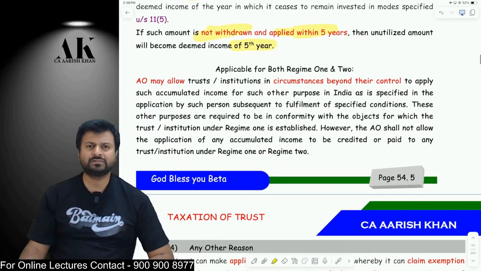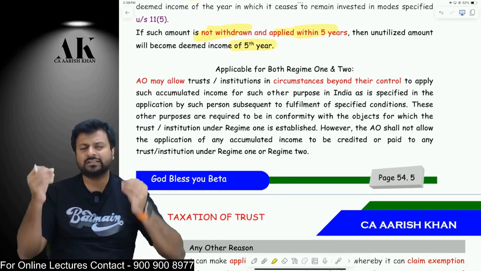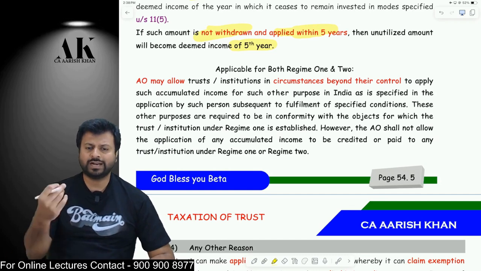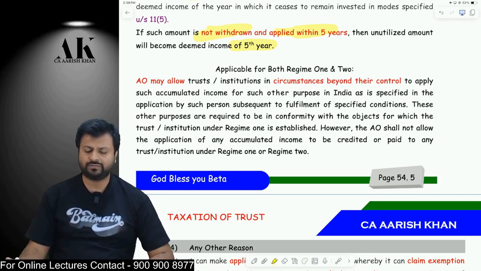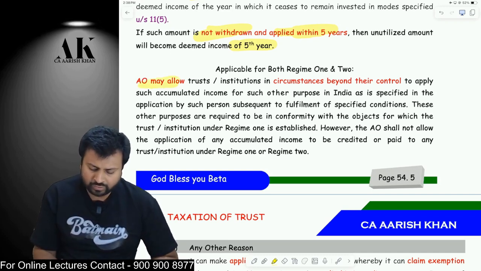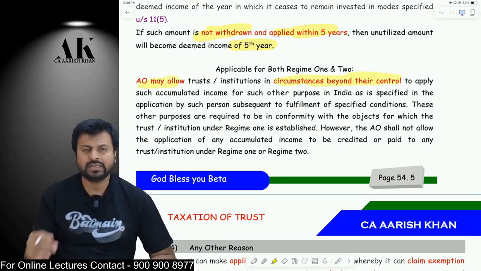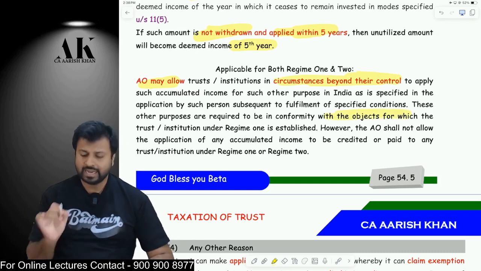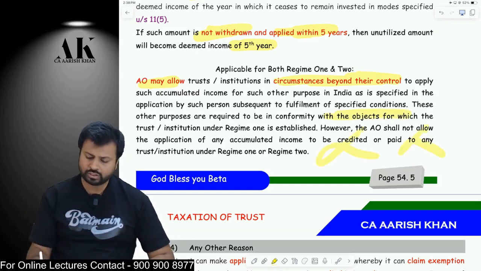Sir, is there any circumstance in which the AO will allow me? Sir, the circumstances are beyond my control to apply within 5 years. Sir, I tried my best, but COVID came in between for 2 to 3 years. So that's the reason because of which I was not able to apply within 5 years. It is allowed. The AO may allow you to apply for some other purpose if the circumstances are beyond your control. You can apply for another purpose also, but it should match with the objects of the trust. But the AO will not allow you to give a donation to any other person.